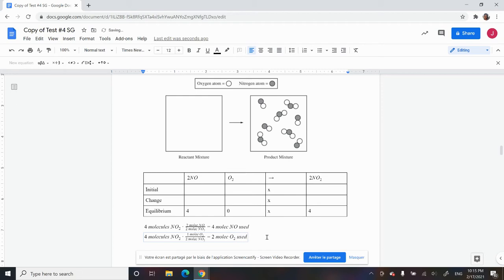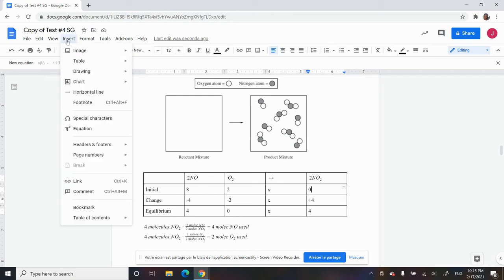So that tells me I used 4 molecules of NO. I used 2 molecules of O2. I produced 4 molecules of NO2. So that means I had to have started with 8 of the NOs because I used 4 of them. I had to have started with 2 oxygens, and I started with 0 NO2s. So then I just need to draw what I see. So 8 NOs and 2 O2s.